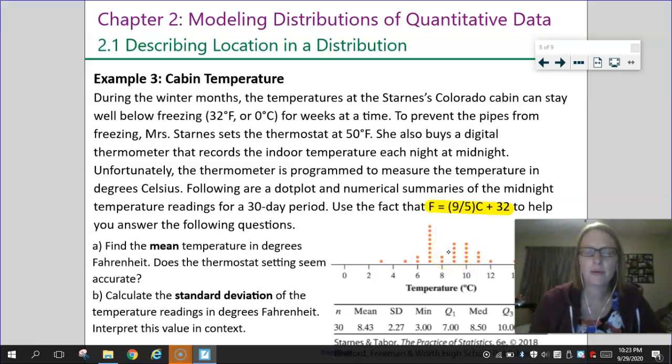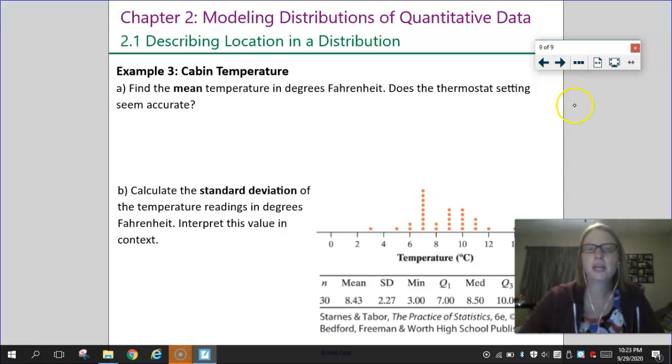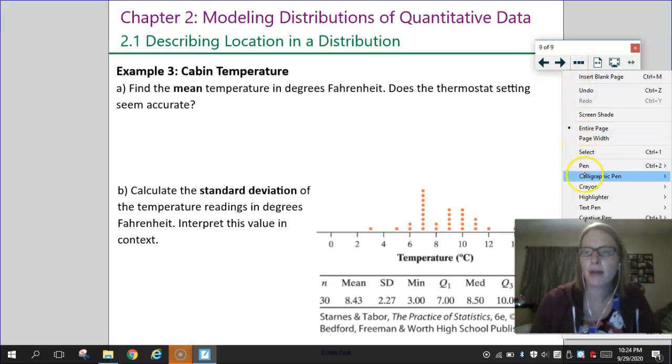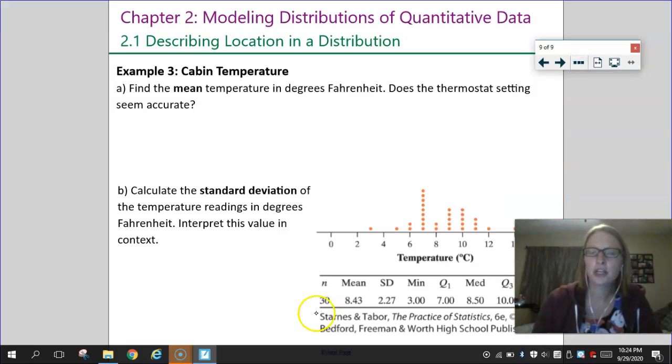So let's take a look at how we would do this. For mean and standard deviation, we're going to have to take into account when it matters that I'm adding and when it matters that I'm multiplying. So first, finding the mean temperature. Well, I can see that the average temperature in Celsius was 8.43. And I know that mean temperature is impacted both by adding and by multiplying. So because the mean is impacted by both, I'm going to use the full equation.